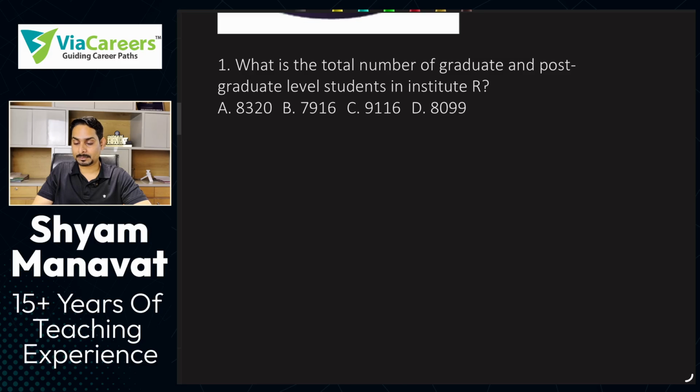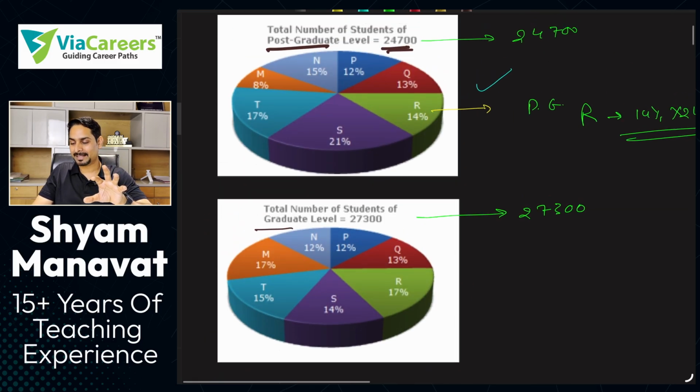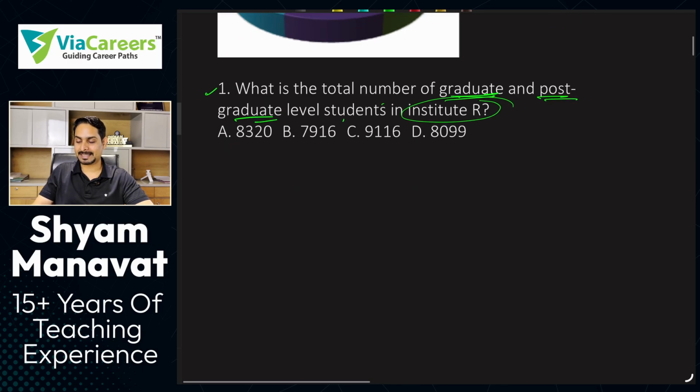Now what is the question based on the data which we have? Question number 1: what is the total number of graduate and postgraduate level students from Institute R? Here also they talked about R. Actually I did not read the question first, I had taken it as an example. But here the question says for Institute R we need to find out the total number of students in PG plus graduate.